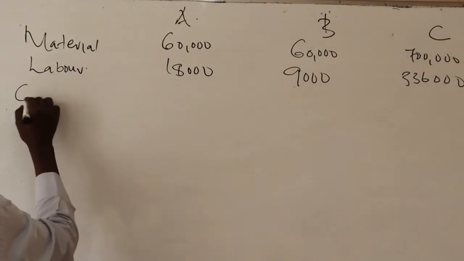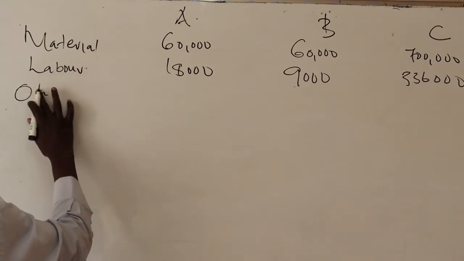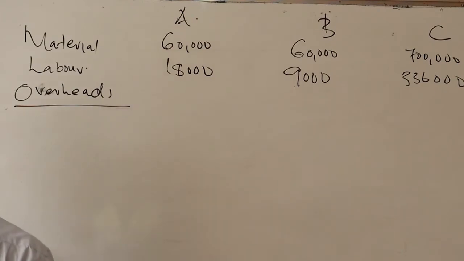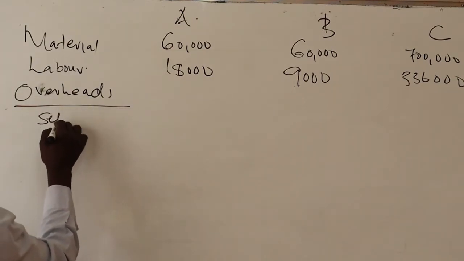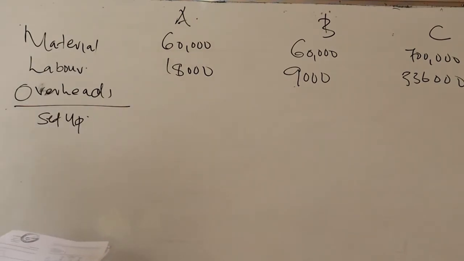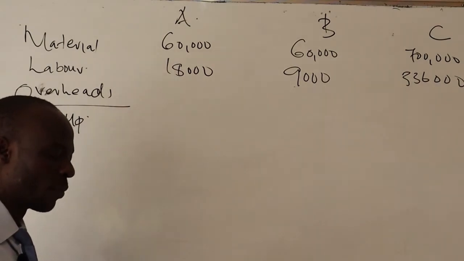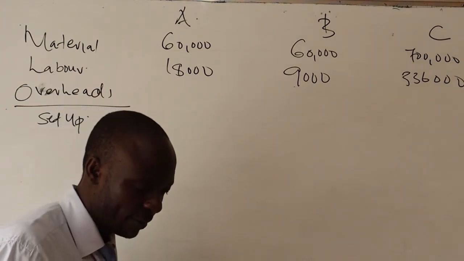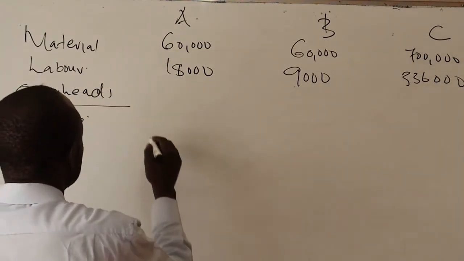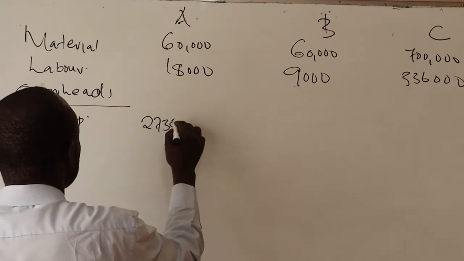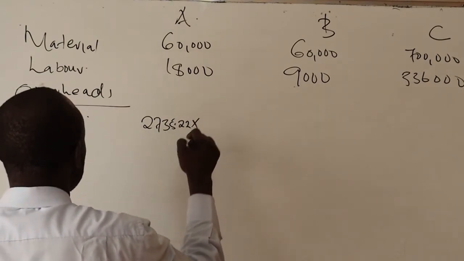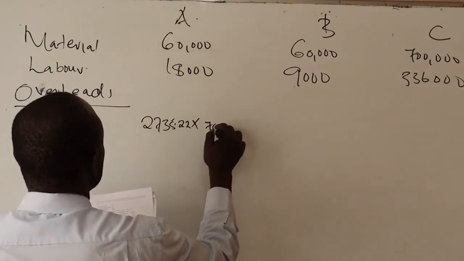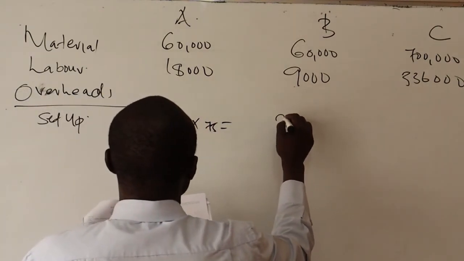Now here we come and say overheads. Let me write it properly. Overheads. So the first overhead here is setups. Based on the number of setups, we had already determined the rate, which was 2735.22. We multiply by the number of setups which are given. This one is 75.